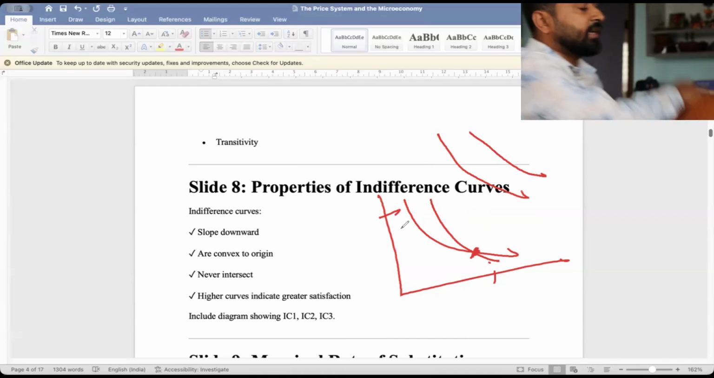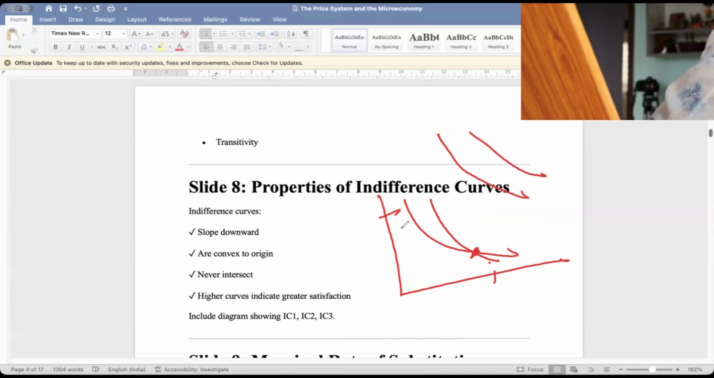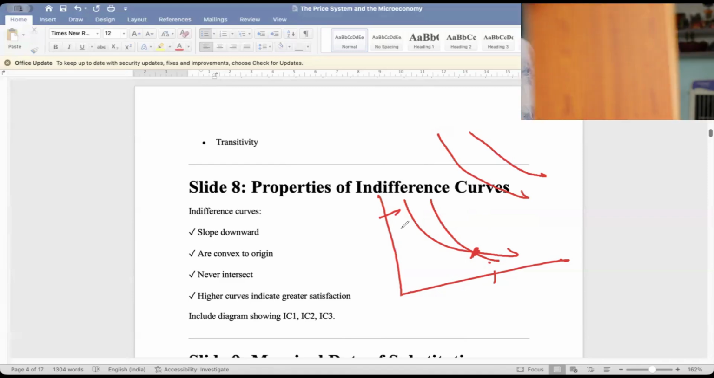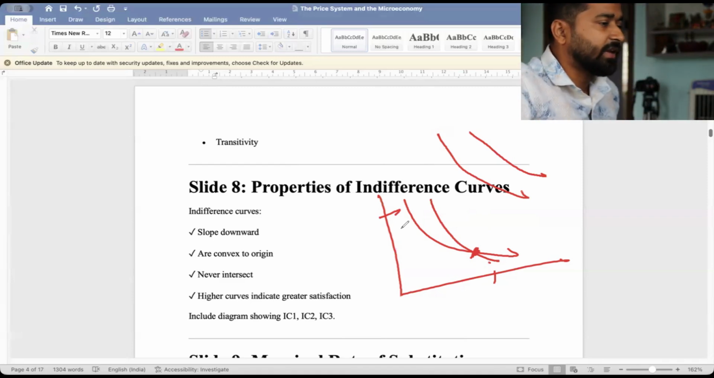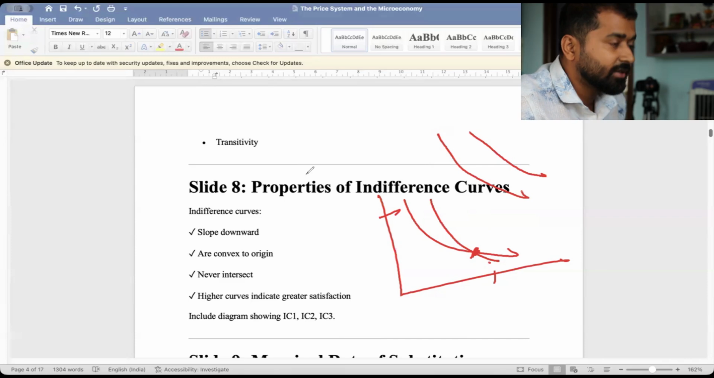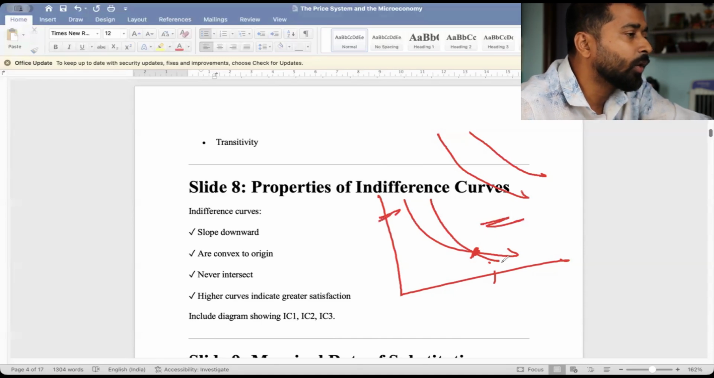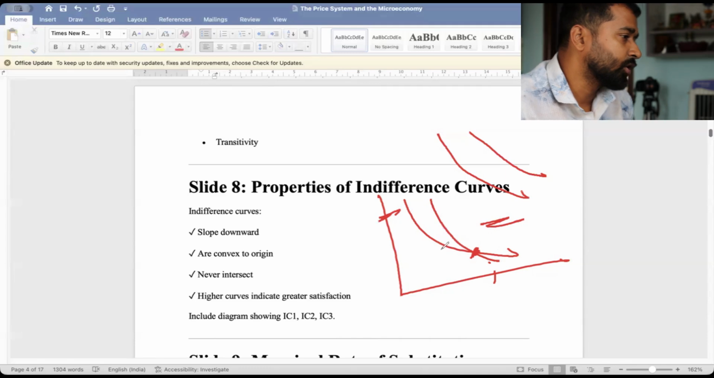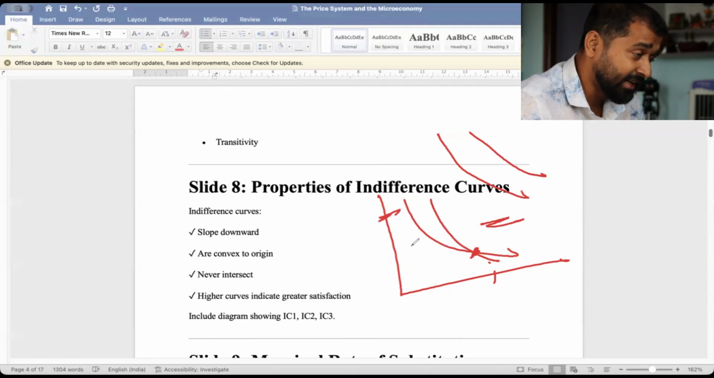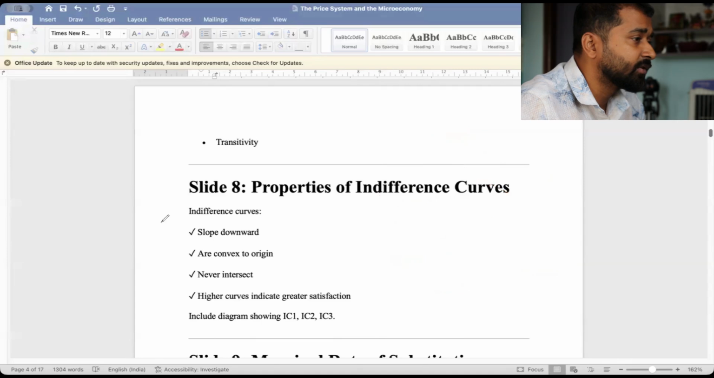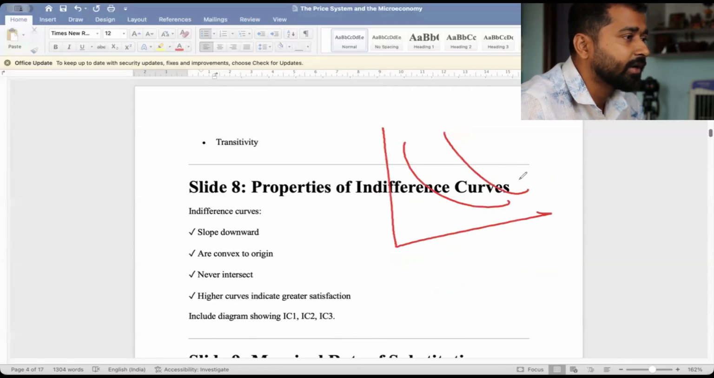And one more point is that it never intersects or touches either axis. We are talking about the consumption of two goods. If it touches an axis, it becomes one good, because one good becomes zero. That is not at all possible. Next, a higher IC curve shows a higher level of satisfaction. That is what is shown in the IC map, right? So this one is a higher level of satisfaction than the other.